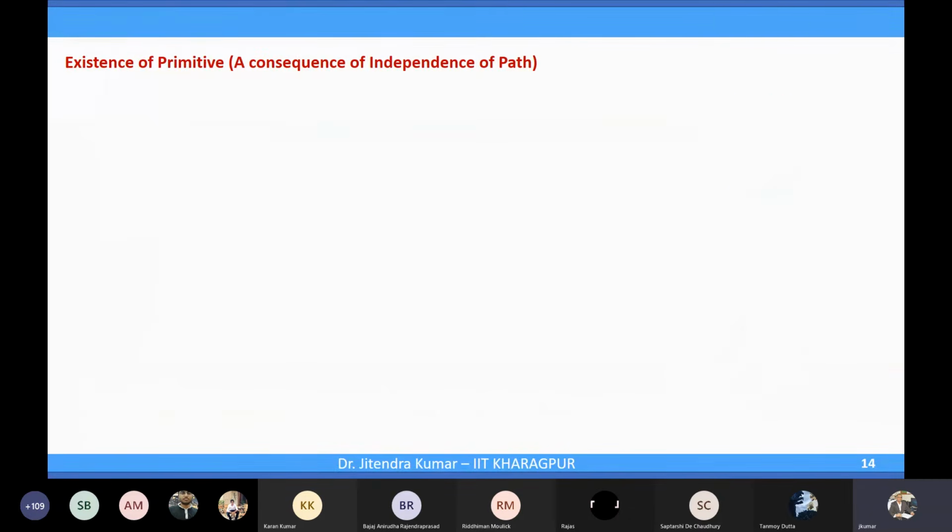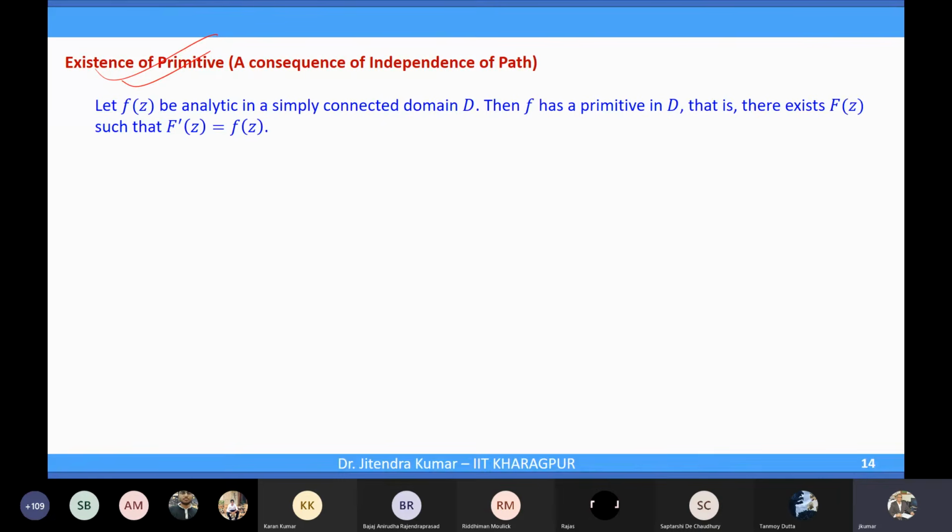Another consequence of this independence of path is the existence of a primitive. What we will see here is that if f(z) is analytic in a simply connected domain D, then f has a primitive in D. That is, there exists F(z) so that F'(z) is equal to f(z). That is another result, and very simple to derive from there. If f(z) is analytic, then there will exist this big F, so that big F prime is equal to f(z).